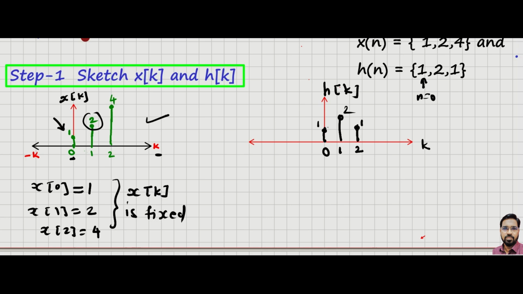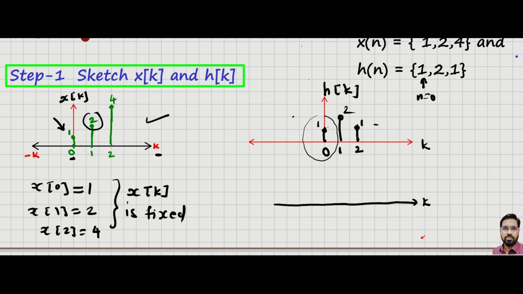स्टेप नंबर 2 में we have to fold this h of k. Okay, how to fold? How to flip? We have to flip about this axis. About this vertical axis means this portion will shift to left side. Okay, let us sketch this.